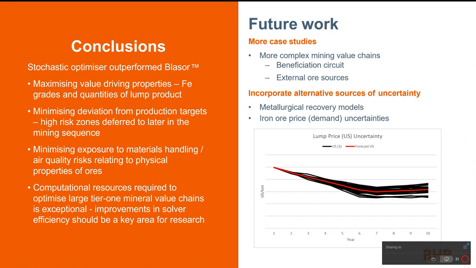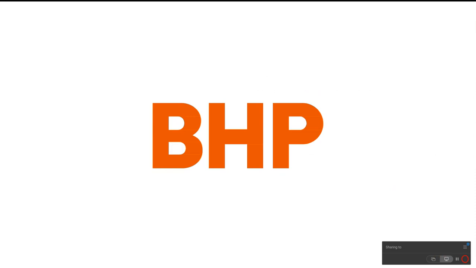Future work, we're looking to do some more complex case studies that involve more complex mining value chains, so including a beneficiation circuit and potentially external ore sources, and also incorporate alternative sources of uncertainty, including metallurgical recovery models, so uncertainty in those models, and also the iron ore demand and iron ore price uncertainties. That's everything.